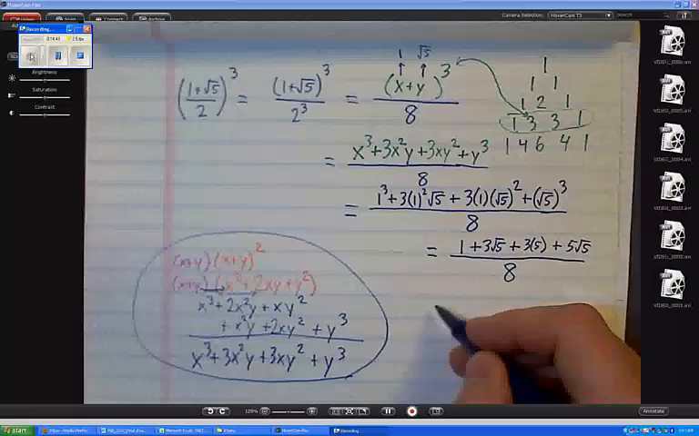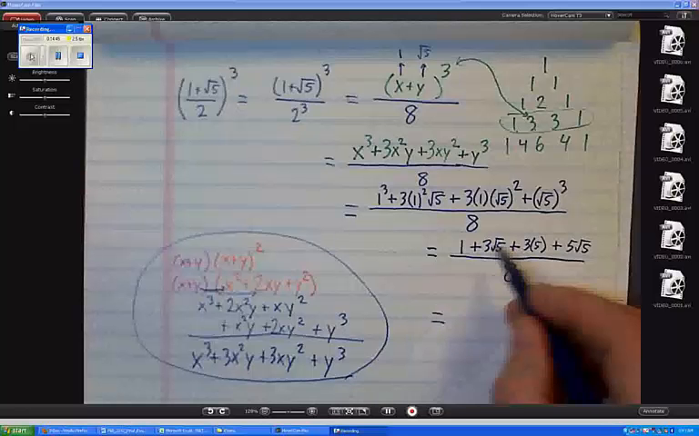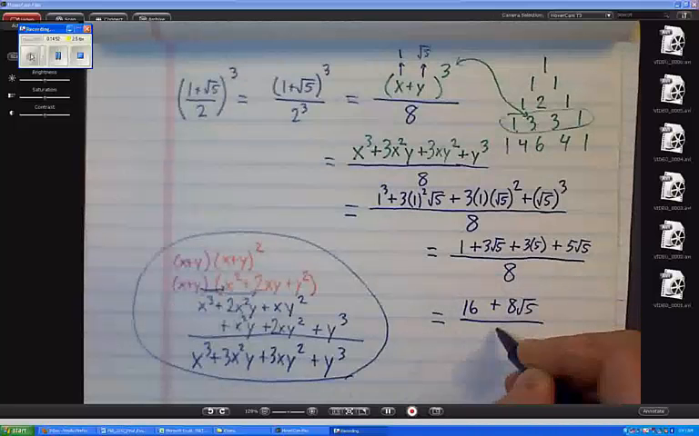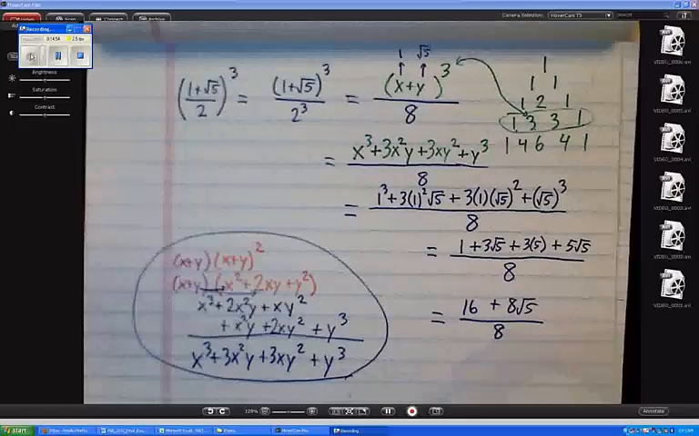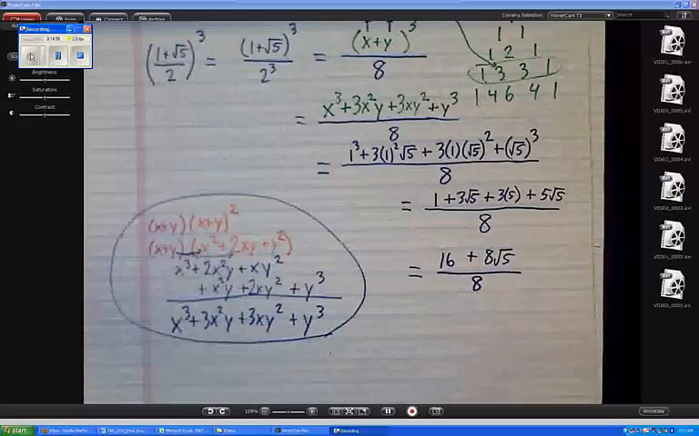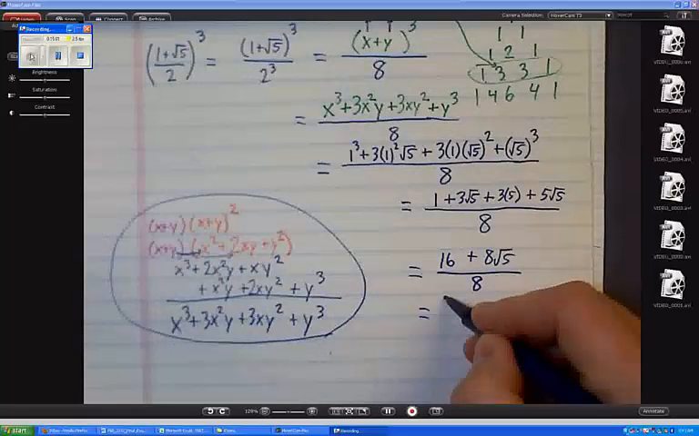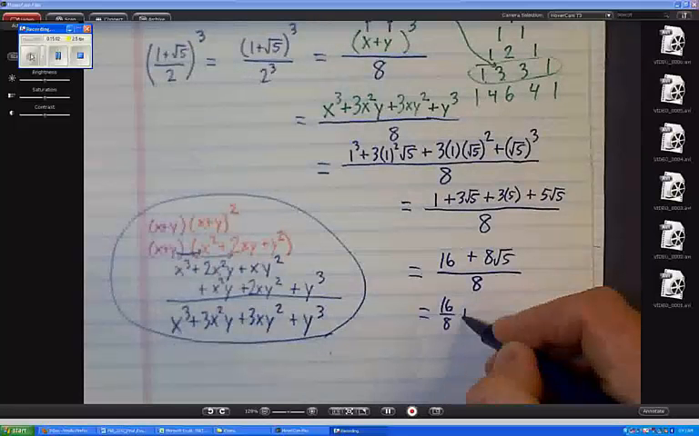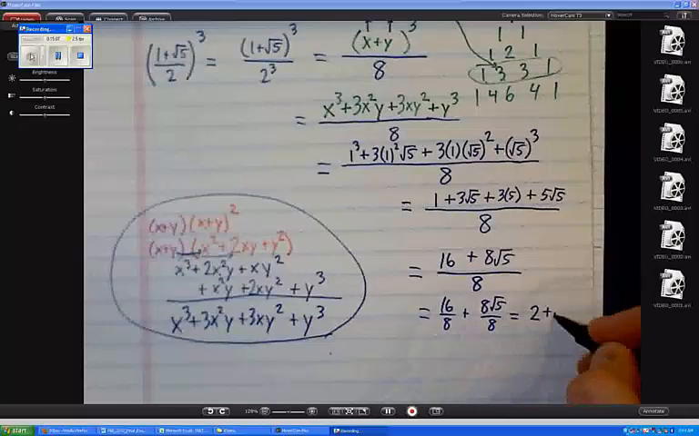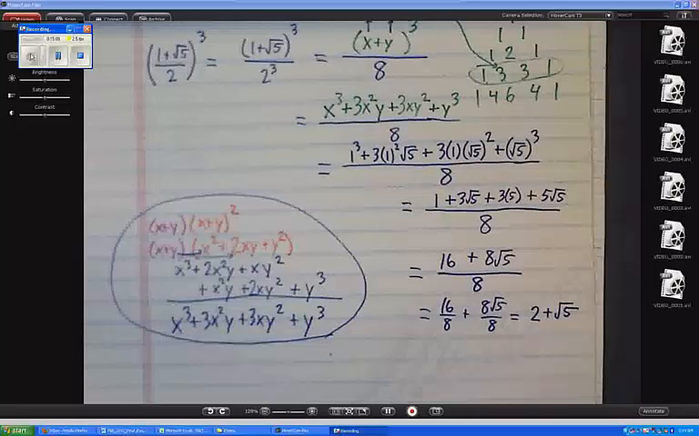And sure enough, that's 15 plus 1 is 16. 3 square root of 5 and 5 square root of 5 is 8 square root of 5 over 8. We can write it as 16 over 8 plus 8 square root of 5 over 8. And so it's just 2 plus the square root of 5. And the other one was 2 minus the square root of 5. And so when we added them together, we got 4.